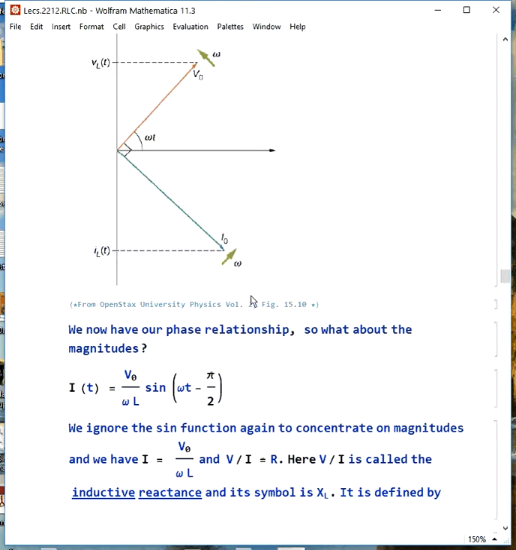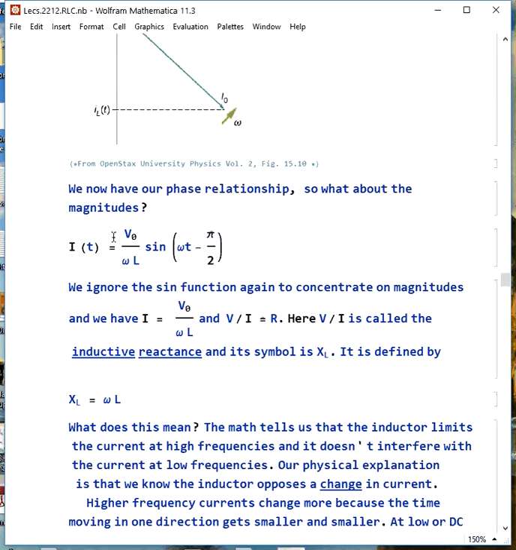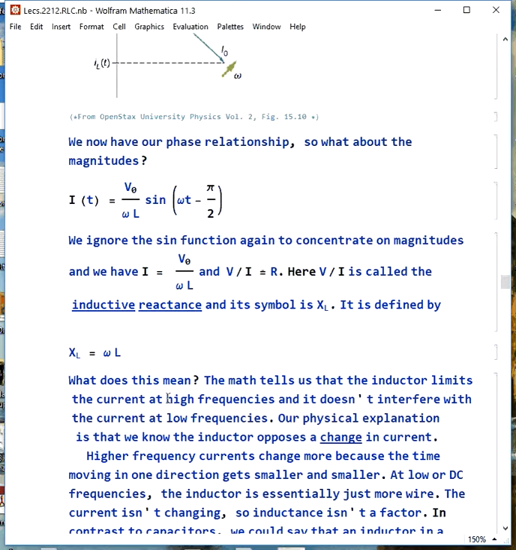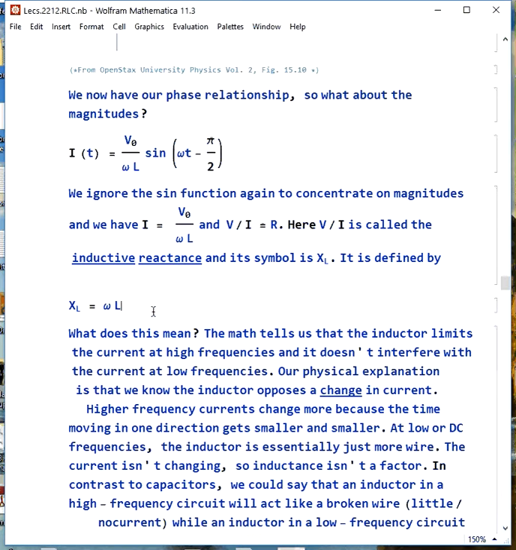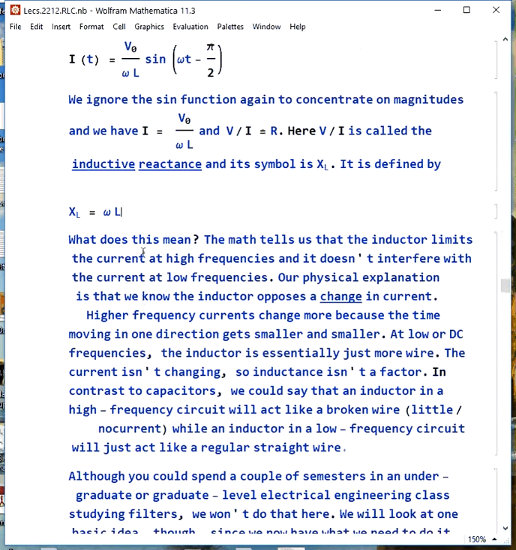What about the magnitudes? Well, I as a function of time, we have that for us, and we want to ignore the sinusoid. We just want to look at magnitudes. So we can write I as V naught over omega L, and since V over I gives us our R in Ohm's law, here we can say V over I is the inductive reactance, and we give it the symbol XL. This is defined by XL equals omega L, and of course this is in ohms.